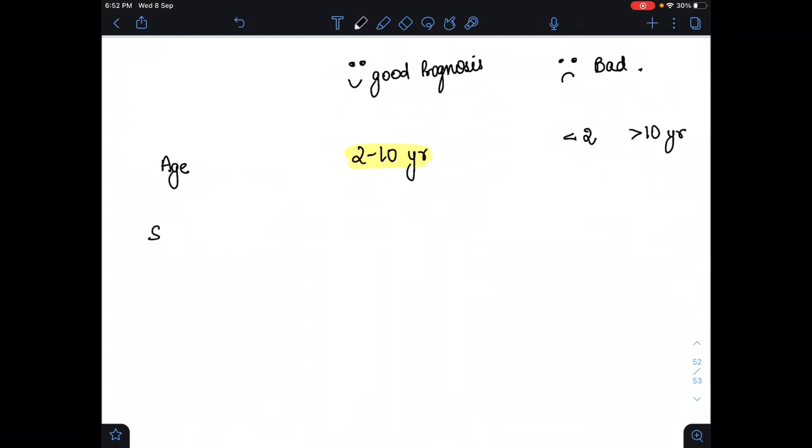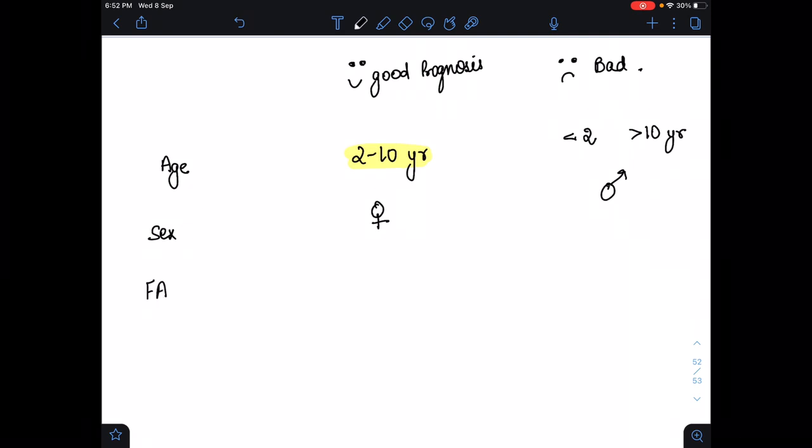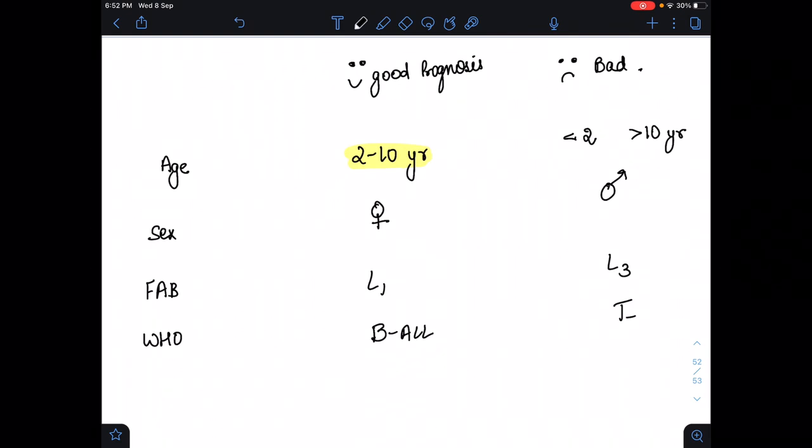The second is sex. Female has the good prognosis, while the male child or male person has a bad prognosis. Third is FAB, and the FAB classification I already told you: L1 gives the good prognosis while L3 has the bad prognosis. Similarly, in the WHO classification, the B type gives the good prognosis while the T type gives the bad prognosis. B-ALL gives the good while T-ALL has the bad prognosis.